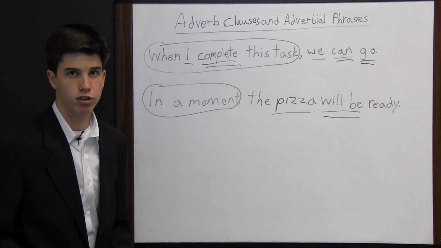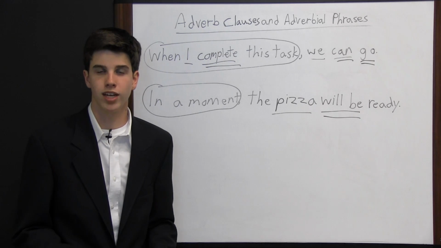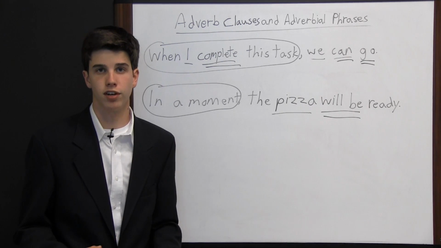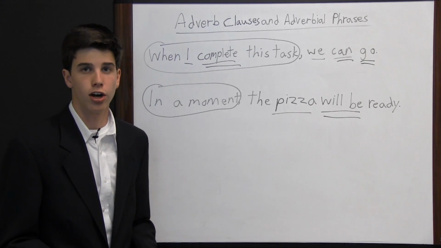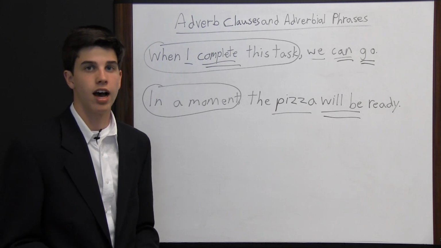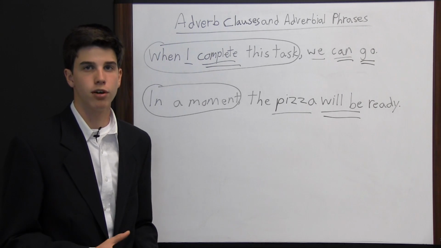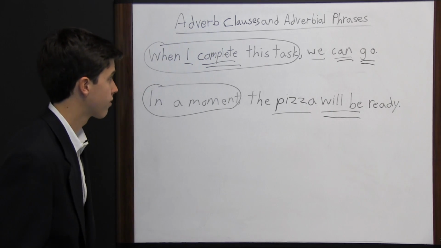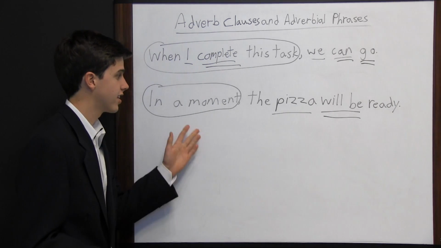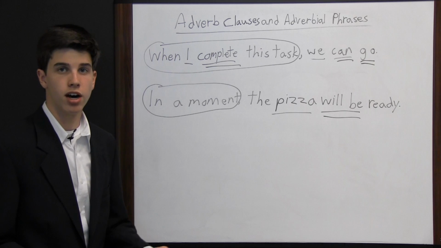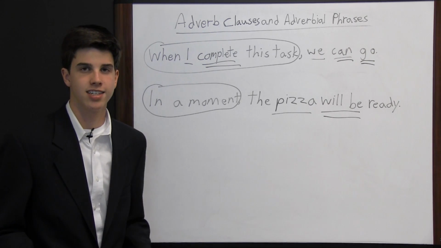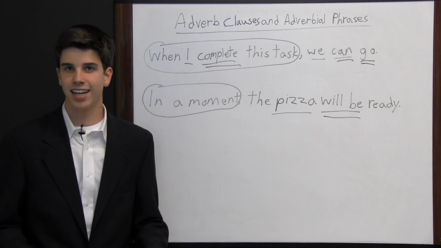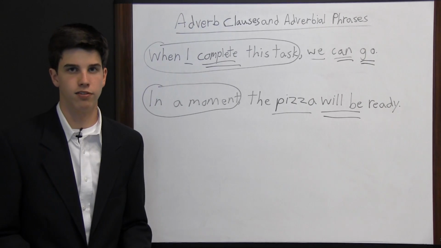So the important thing to remember is the main distinction between adverb clauses and adverbial phrases. Adverb clauses are a group of words that modify another word. But the adverbial clause, or the adverb clause, contains both a subject and a verb. In the case of an adverbial phrase, it again is a group of words that modifies another word. But in this case, the adverbial phrase does not contain a subject and a verb.